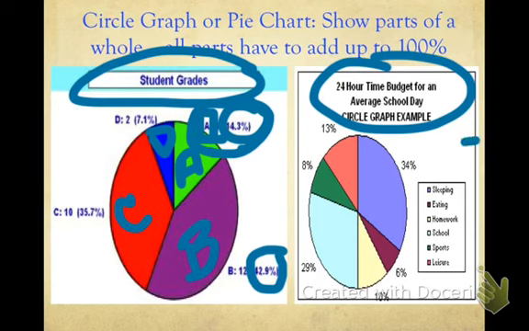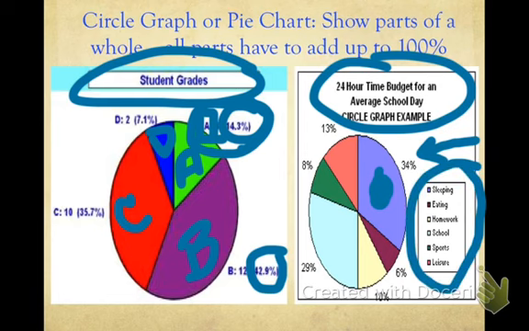If, like in this case over here, these categories right here are not labeled, so we have to have some type of key, okay? So you can do it either way. So this light blue color here is sleeping, this is our eating, homework, time spent in school, sports, and then this is leisure, which means doing whatever they want to do, okay? So make sure if you're creating a graph that you either have some type of key or that you have labeled it over here, okay? Moving on.